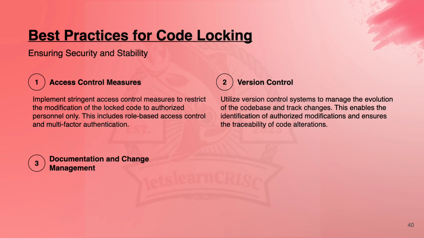Next is about the documentation and change management. Friends, maintain detailed documentation of the locked code and establish a robust change management process. This facilitates the review and approval of proposed modifications, promoting transparency and accountability, right?